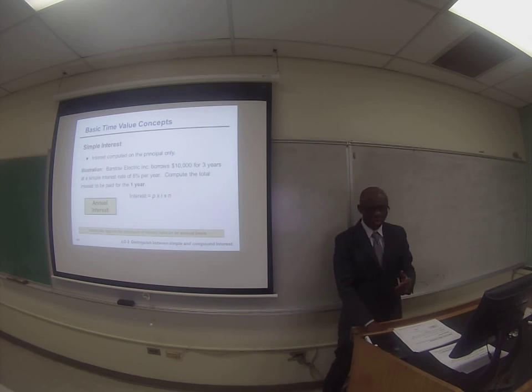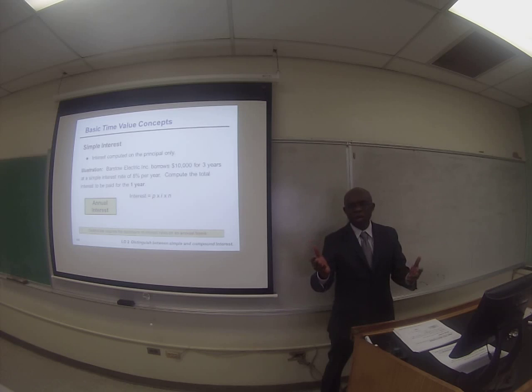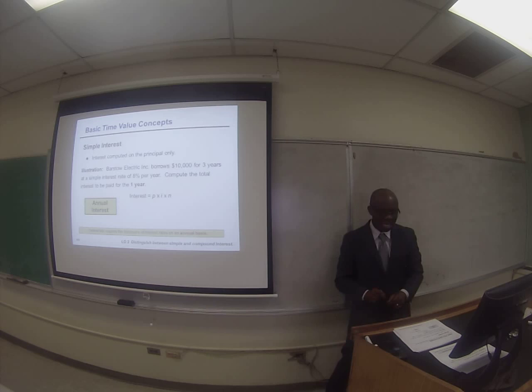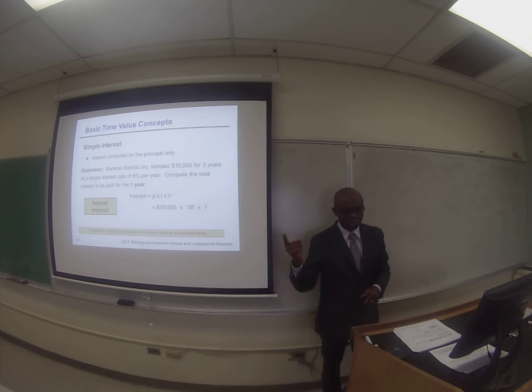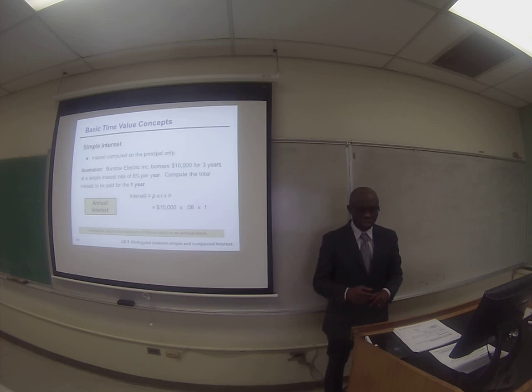So here you have it. As you are already aware, the formula for computing interest is interest equals principal times interest rate times time. So here is the formula. In this case, the principal is 10,000, interest rate is 8%, and the time is 1 year. So that gives us 800. So that is the annual interest.